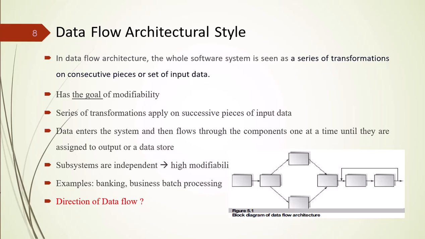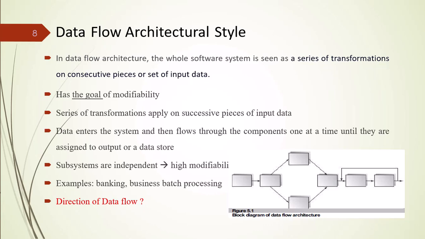It is a series of transformations applied on successive pieces of input data. Data comes in, is processed, and then output is generated, and that output becomes the input for another process. So data enters the system and then flows through the components one at a time until it is assigned to the output or data storage. So from the initial input to the final storage, the data will be processed and pass through several units, several components, either in sequence or in parallel.